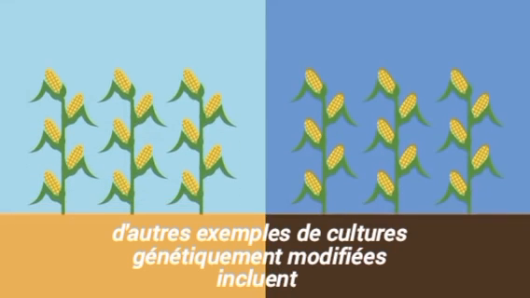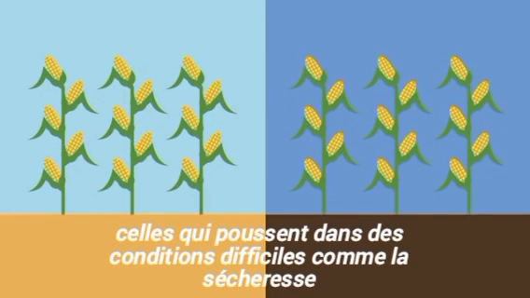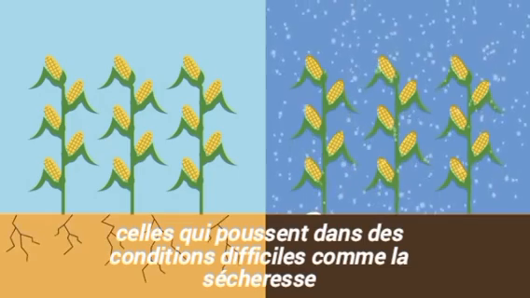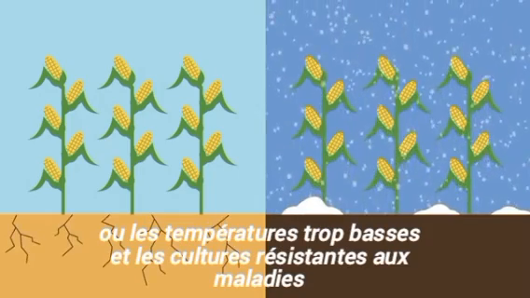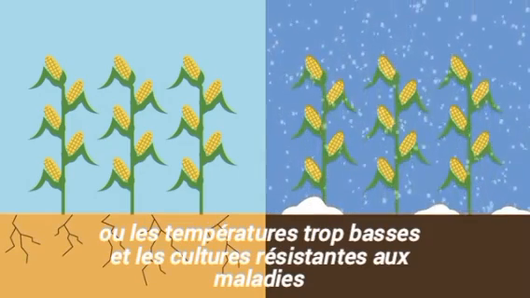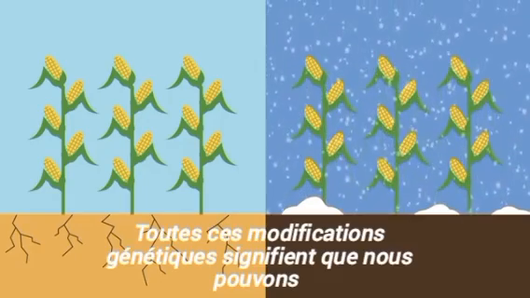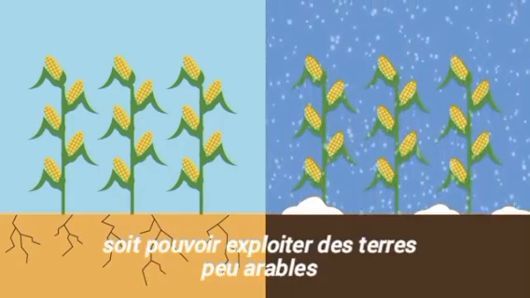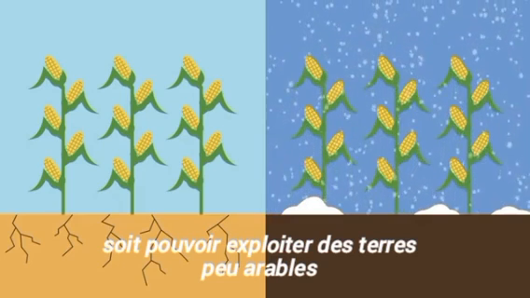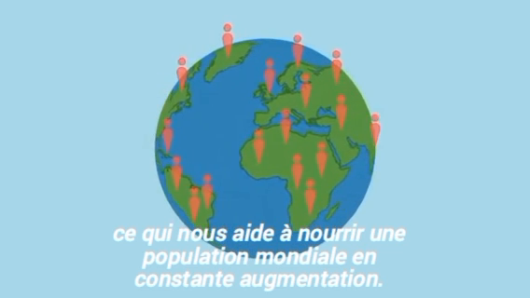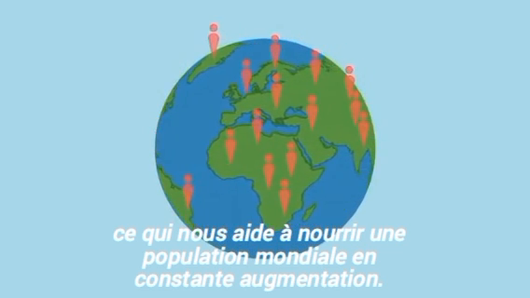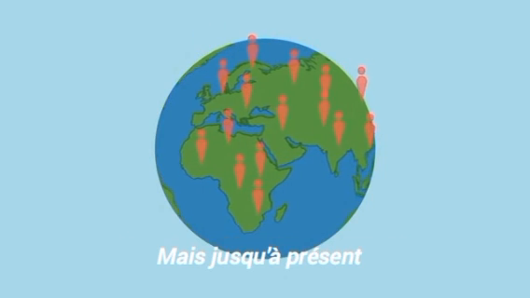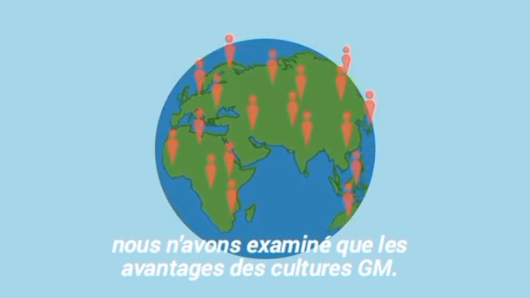Other examples of GM crops include those that grow in difficult conditions, such as drought or cold temperatures, and crops that are resistant to diseases. All of these genetic modifications mean we can either increase yields from existing farmland, or we can farm low-quality land, both of which help us to feed the ever-growing world population. But, so far, we have only looked at the benefits of growing GM crops.